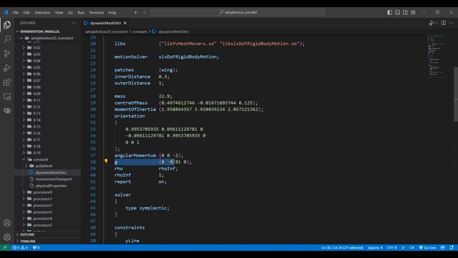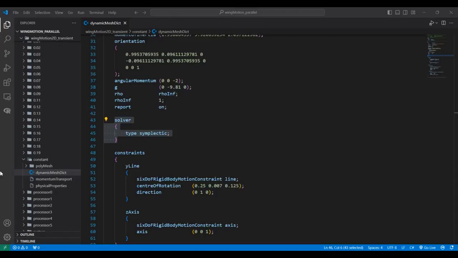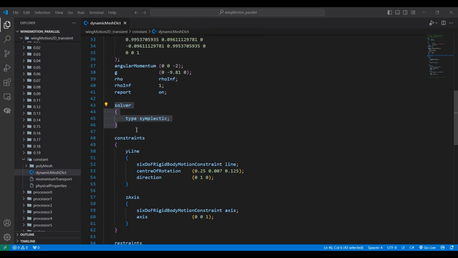Next, we define the g value, the acceleration due to gravity. Rho infinity, we define it as 1, and we want it to be written in a report form. Different types of solver are available, like Newmark, Crank-Nicolson, and SymplecticMotion. The third one we define in our mesh motion solver.